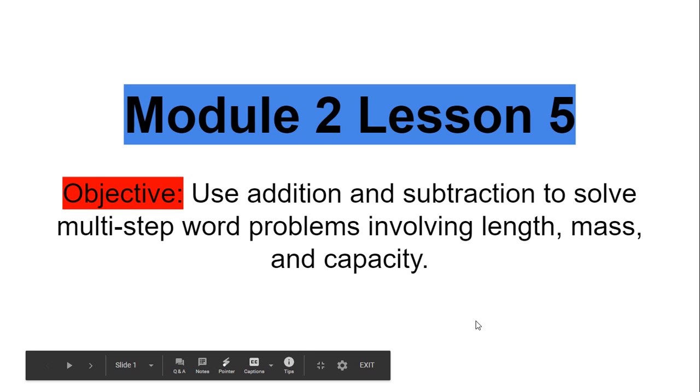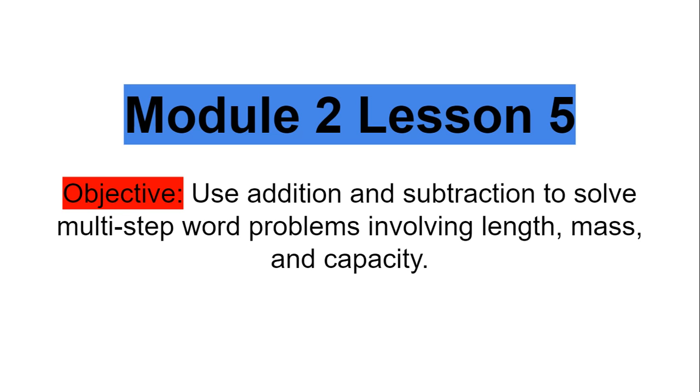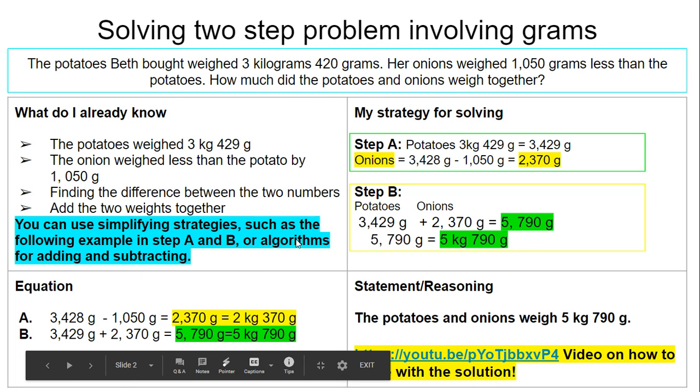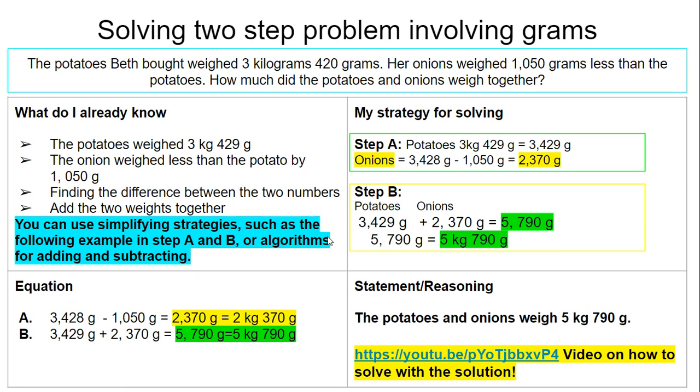Module 2, Lesson 5. Our objective is to use addition and subtraction to solve multi-step word problems involving length, mass, and capacity. So I'm going to take you through the first 4 problems in your problem set for Lesson 5. This first one is a problem set involving grams.